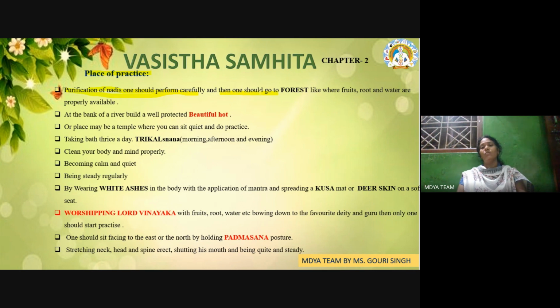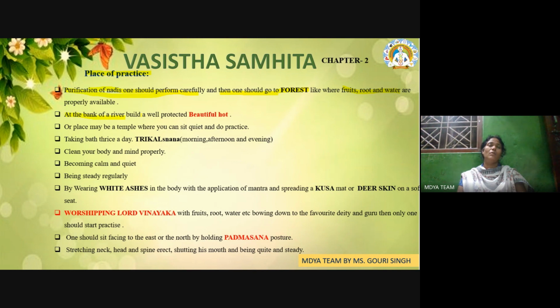Where should one go? One needs to go to a forest area where sufficient fruits, roots, and water are available. You have to first find a lonely place like a forest where fruits, roots, and water are available properly, and it must be at the bank of a river. If the location is near the bank of a river, then it is a very good place.